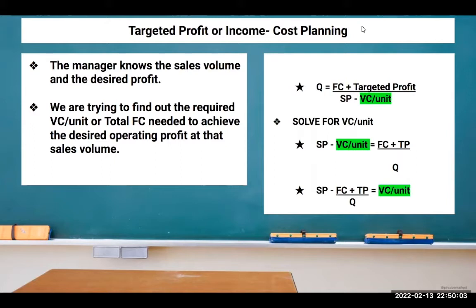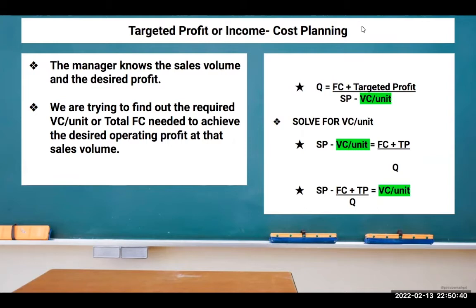Okay. So target profit or income cost planning. The manager knows the sales volume and the desired profit. So we're imagining that a manager knows the sales volume and the desired profit. So what they're trying to find out is the variable cost per unit, or maybe they might be trying to find out the total fixed cost needed to achieve a desired operating profit at that specific sales volume.